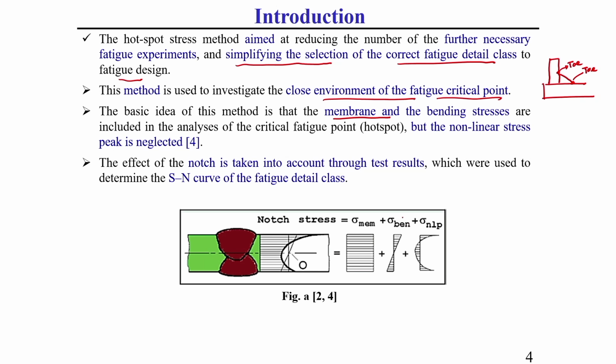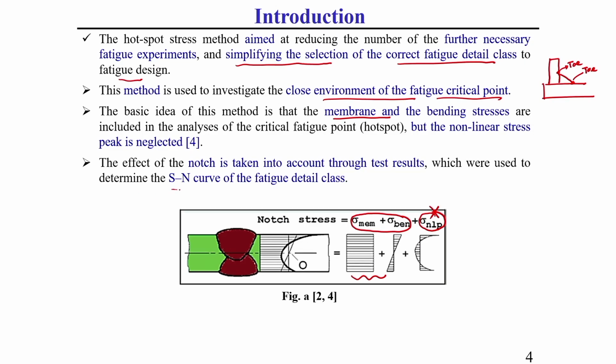So, fatigue hotspot stress generally includes these two components in this figure: the membrane stress and this bending stress component, but it excludes the non-linear stress peak. You should keep this in mind. The effect of the NOS is generally taken into account through test results, and this NOS effect is generally used to determine the SN curve of the fatigue detail class.